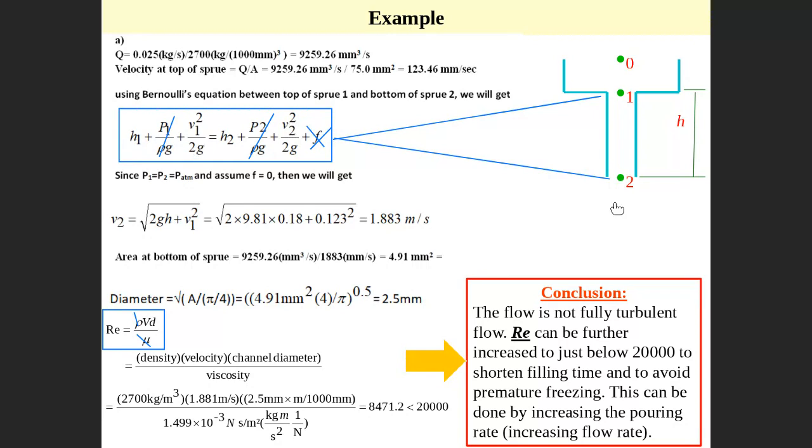For H1 and H2, you can put the reference anywhere, here or here. You get the difference, which is H. The difference between head 1 and head 2 is H. Then you get the equation here: square root of 2GH plus V1 squared.